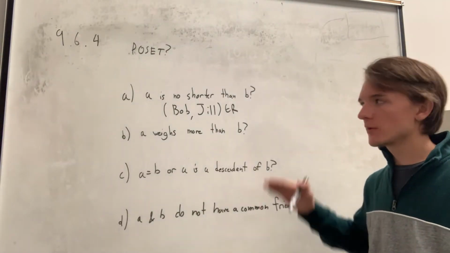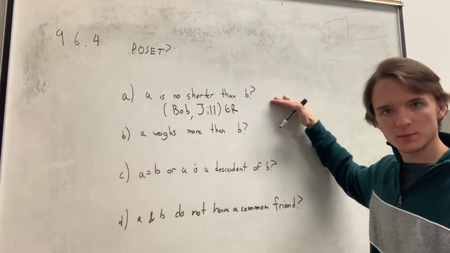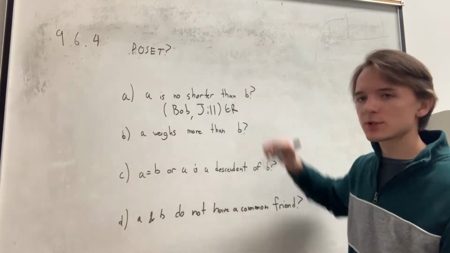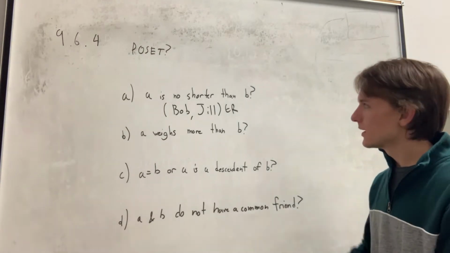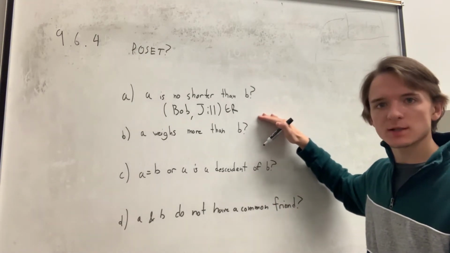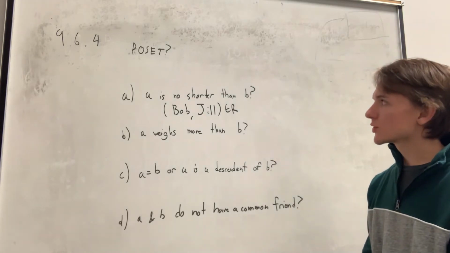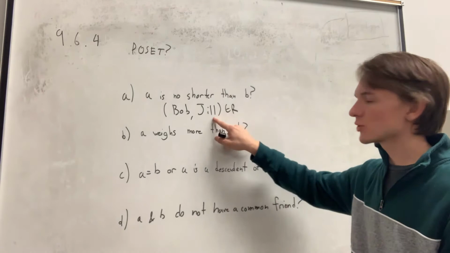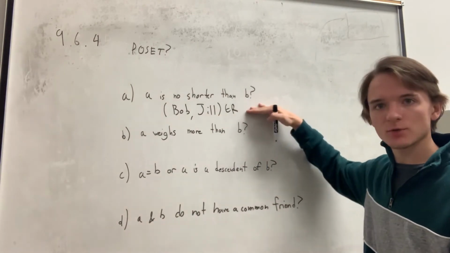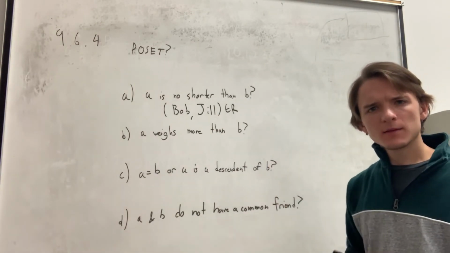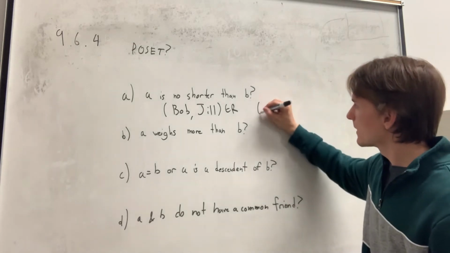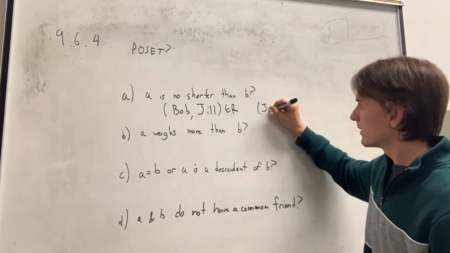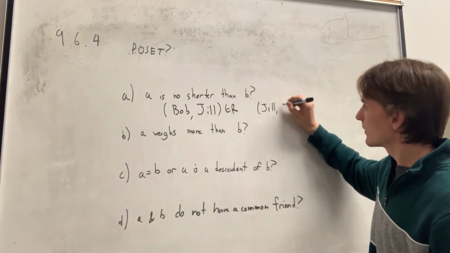Okay, so we have the following relationships where A and B are the set of all people. We must determine if they're a poset or not. So this first one, let's test for antisymmetry. A is no shorter than B. Let's plug in 2 people. Let's say that Bob is no shorter than Jill, and this is true, it's in the relationship. Does the reverse hold? If this is true, then is this also true?